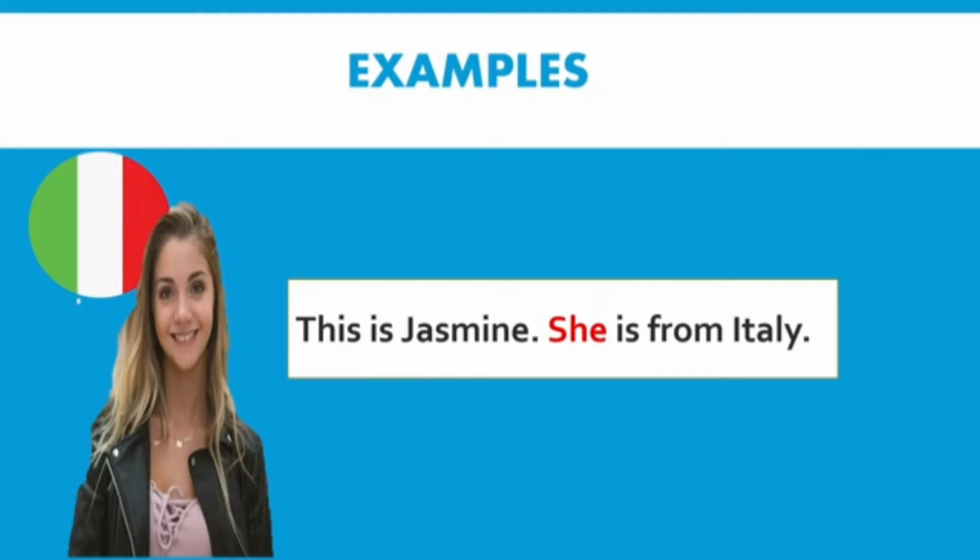We try to go for some examples so that you will understand the use of the subject pronoun. If you look here, there's a pretty girl with an Italian flag right behind her. So obviously, I'm going to introduce to you about this young lady. Let's read the statement together. This is Jasmine. She is from Italy. I bet you have already seen where subject pronoun is. Is the word in red color. Now, how can I be so sure that it is a subject pronoun? Because there is a verb be.